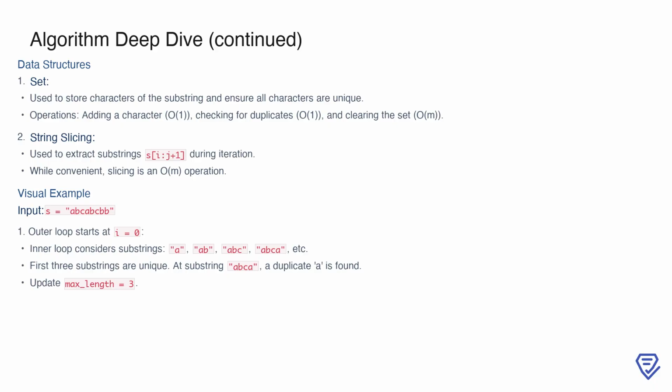Let's look at a visual example. If the input string is s equals abcap, the outer loop starts with i equals 0, and the inner loop generates substrings like A, AB, and ABC. These are all unique, but when the substring abca is reached, the duplicate causes the process to halt for that iteration. At this point, max_length is updated to 3, reflecting the length of the longest unique substring found so far.